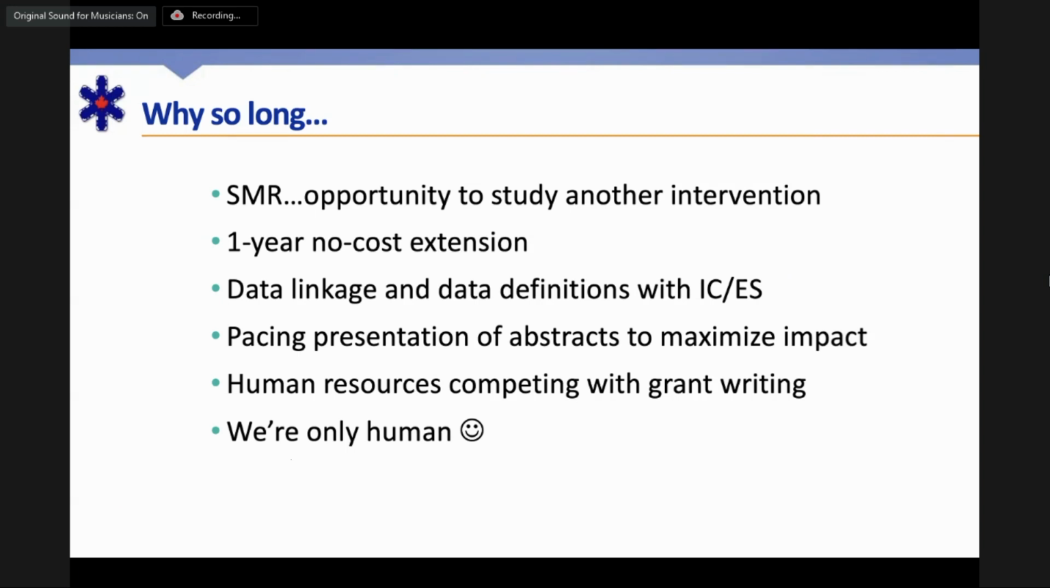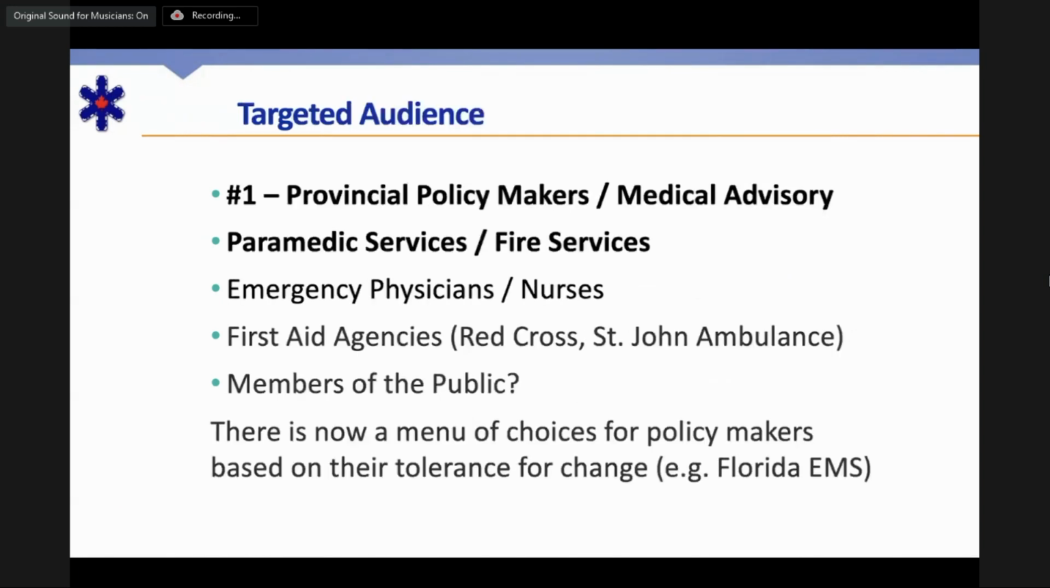So there's that as well to take into consideration. Our target benefactors, of course, are patients themselves and our paramedic partners in terms of being able to work more efficaciously and less chance to hurt themselves as well. But our target audience is primarily, in our case, the provincial policymakers and their medical advisory committee. The paramedic service and fire services are the ones most impacted by the results of our projects.